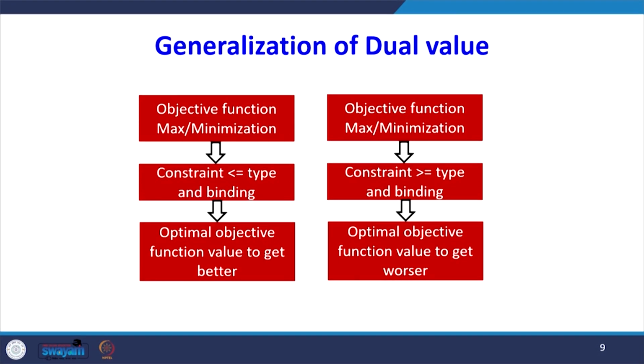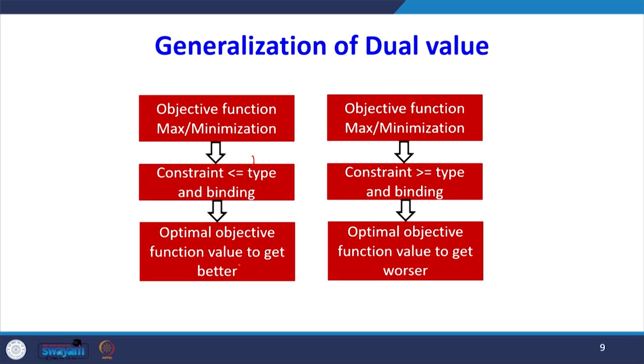There are two possibilities. The objective function may be maximization or minimization. If the constraints are less than or equal to type, non-binding, in this situation the optimal objective function value gets better. What is the meaning of getting better? If the objective function is maximization type and the constraint is less than or equal to type, adding one resource on the right hand side will increase the value of the maximization function. Other way, if the objective function is minimization type and the constraint is less than or equal to type, adding one resource will minimize your objective function.